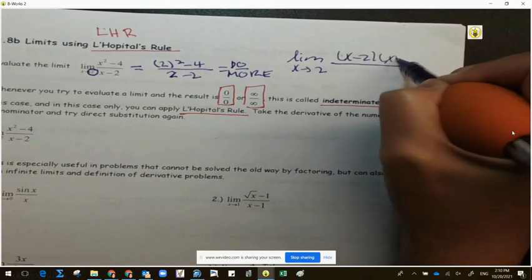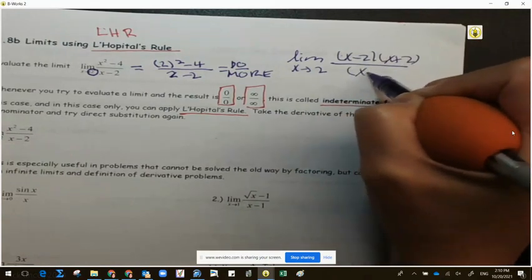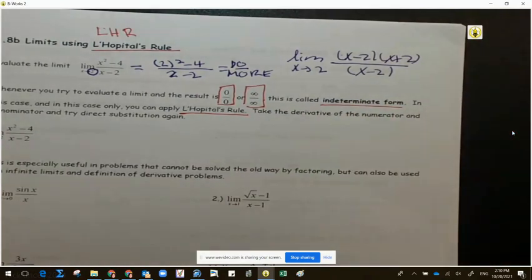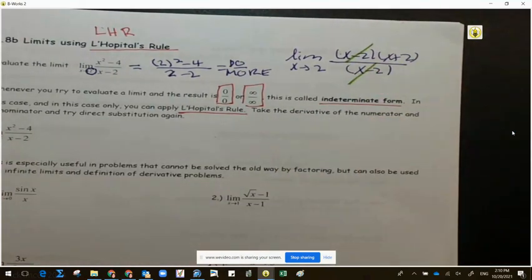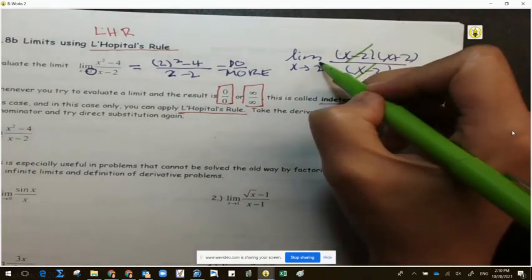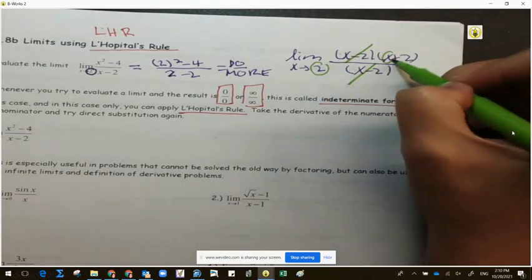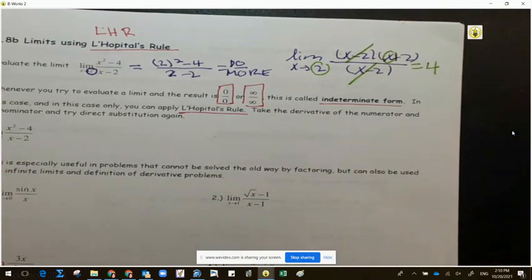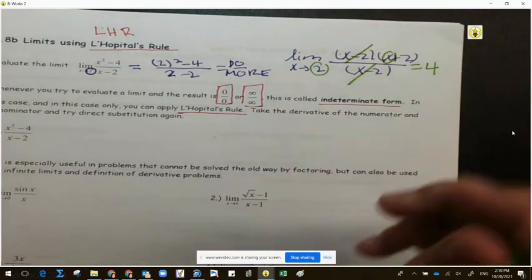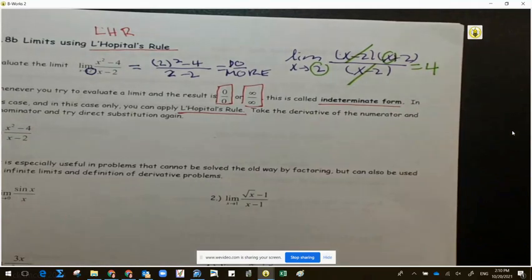When I had you factor, we had the limit as x approaches 2. The top is a difference of 2 squares. The bottom is as it is. And we realized that something canceled. What was it? The x minus 2's. Right, Taylor? So when I plug this back in, what did it actually approach? 4. So I'm going to give you a trick where you don't have to do any factoring, by using L'Hopital's rule on this one.